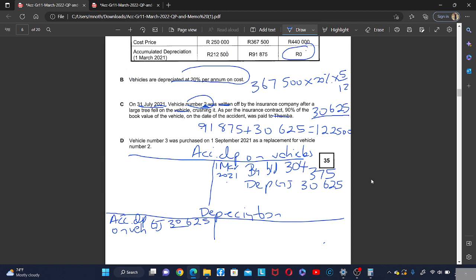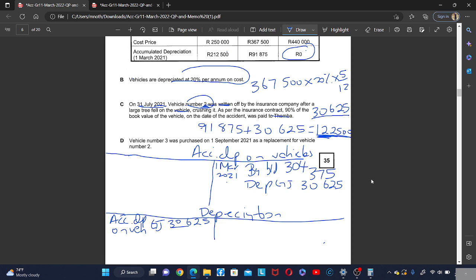So remember, I said that all the information about an asset that the business is getting rid of must be transferred to the asset disposal. So this total depreciation is for the asset that the business is getting rid of, or the asset that was crushed, or the asset that has been disposed. So it must be transferred to the asset disposal.